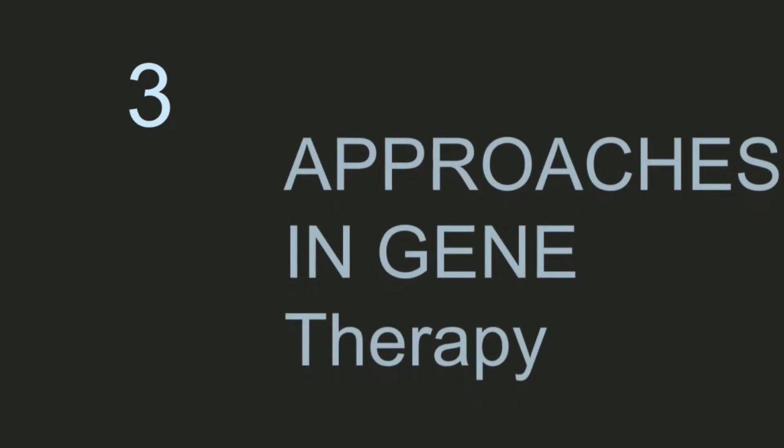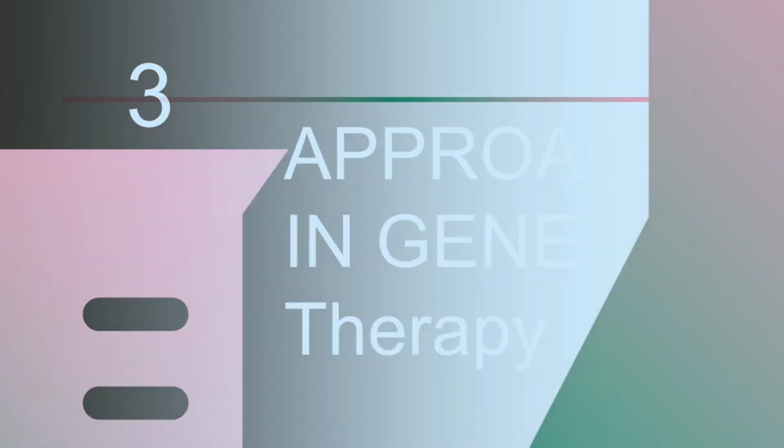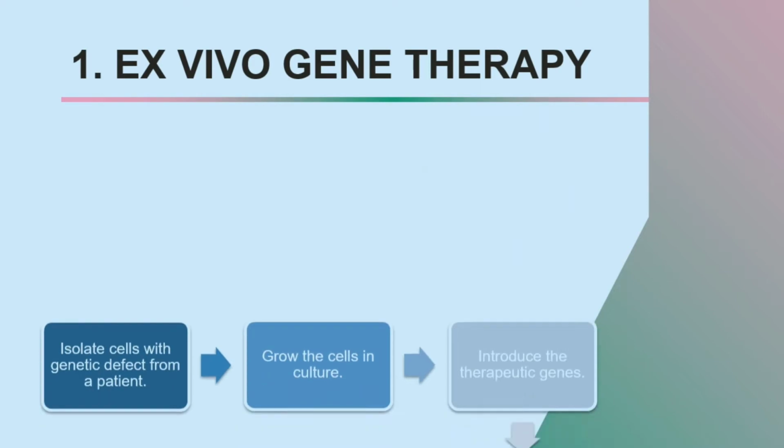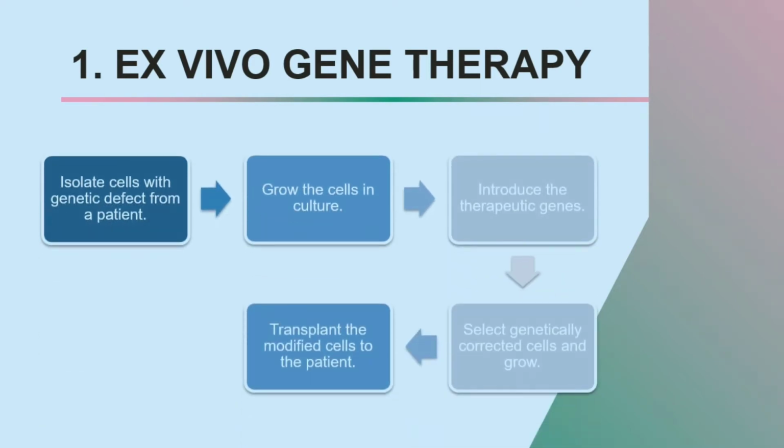Approaches in gene therapy. Number 1, ex vivo gene therapy. Here are the steps of ex vivo gene therapy. First, isolate cells with the genetic defect from a patient. Then grow the cells in culture. After that, introduce the therapeutic genes, then select the genetically corrected cells and grow them. And lastly, transplant the modified cells to the patient.